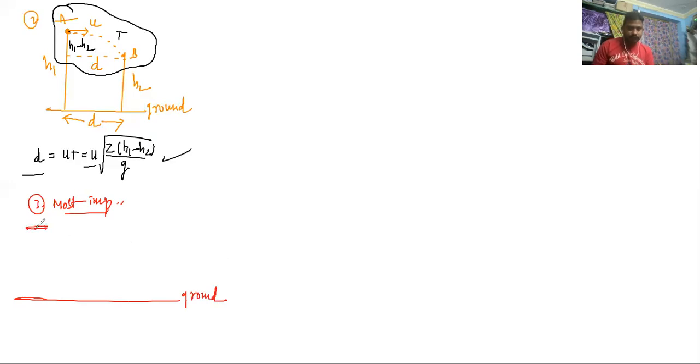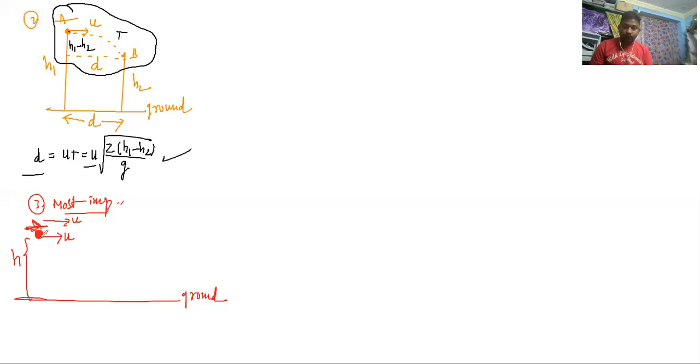There is an aeroplane moving with some initial velocity. At this instant, it drops a food packet or a bomb from some height H. When it is dropped, as I have already told you in the last classes, because of inertia of motion, the bomb or the food packet will not initially move in the downward direction. To some extent it will move in the horizontal direction because of inertia of motion.